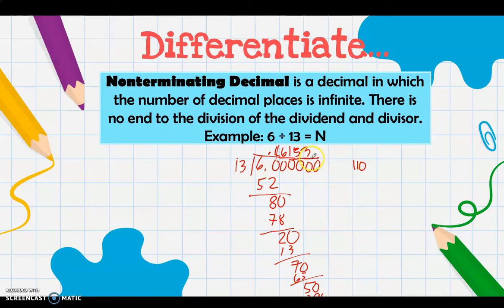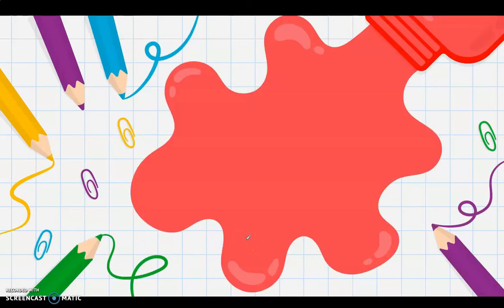So 110, this is 8. This is 24, carry 2, 10. And then there's a 6. And then add another 0 again. Then you divide it again, that is 4, so that is 12, carry 1, 52. So as you can see, the number of decimal places is infinite. There is no end to the division. Therefore, that is what you call non-terminating decimal.